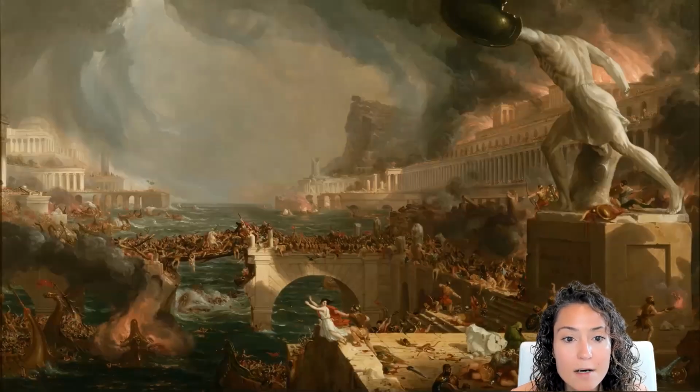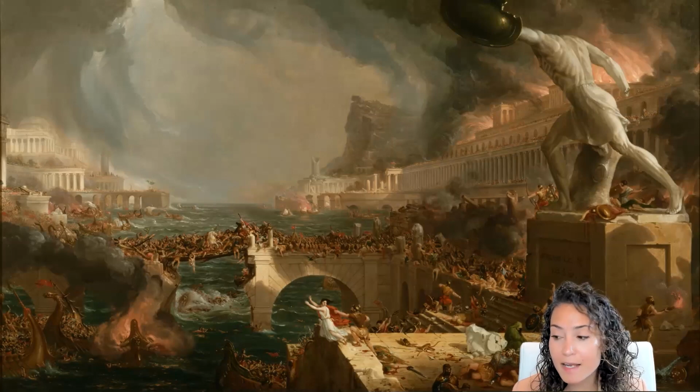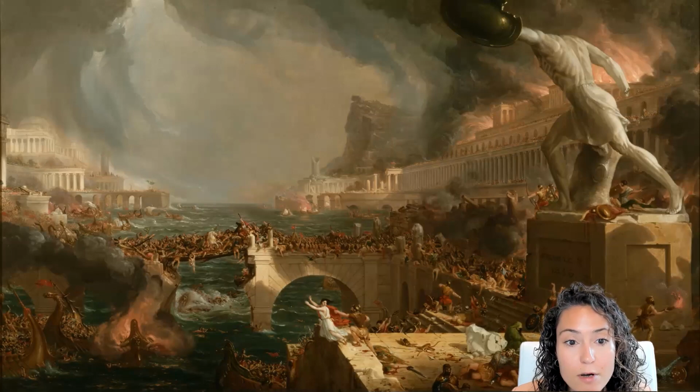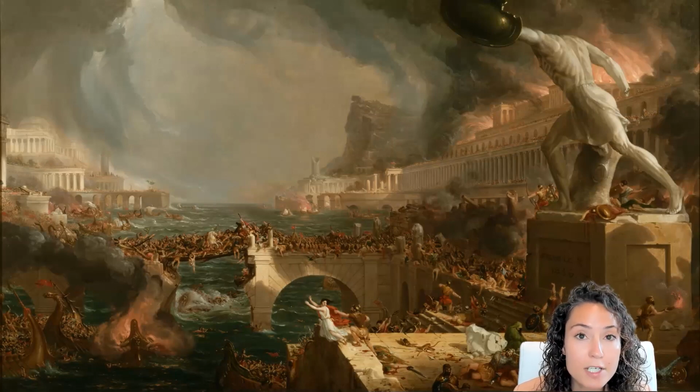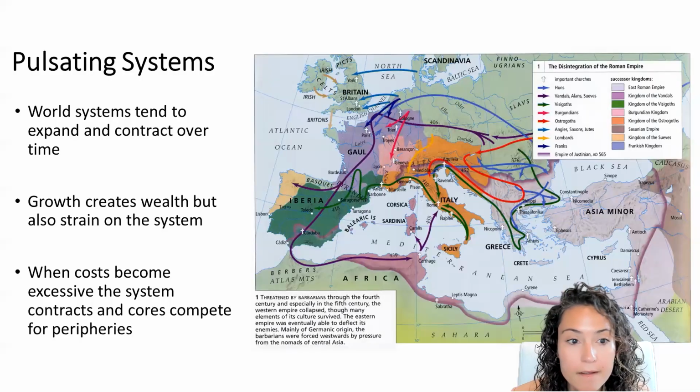Archaeology in particular has helped to illuminate one of the key features of world systems theory, specifically the idea that world systems tend to expand and contract over time. Systems grow through the process of incorporation, expanding the network of relationships. Such growth has the benefit of bringing more resources, both material, human, and informational, into the core. Growth also creates strain on the system because of the need to expend more energy and resources in order to maintain the connections that have been established. When the costs become excessive, the system will contract, shedding its peripheries.